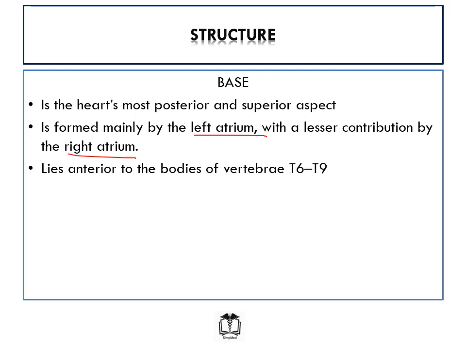The base lies anterior to the bodies of the sixth to ninth thoracic vertebrae. It receives pulmonary veins on the right side and the left side of its left portion, and it receives the superior vena cava and inferior vena cava at the superior and inferior ends of the right atrium portion.